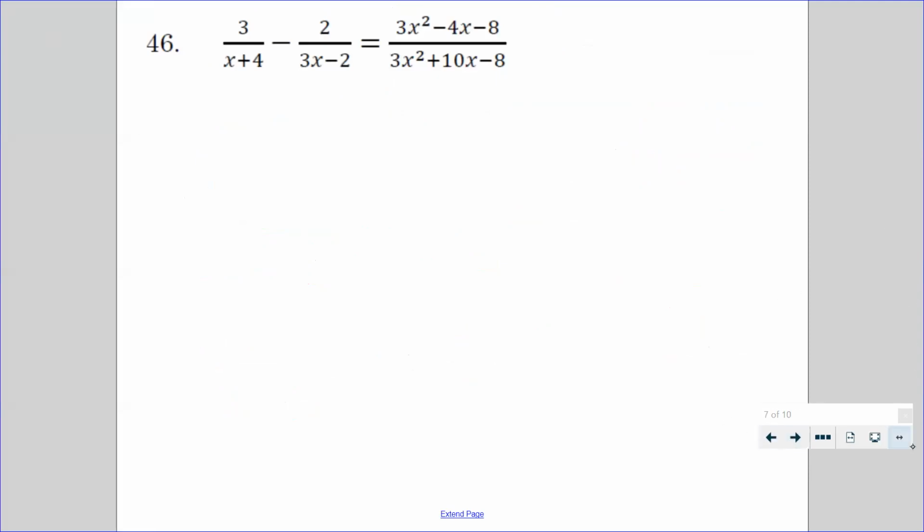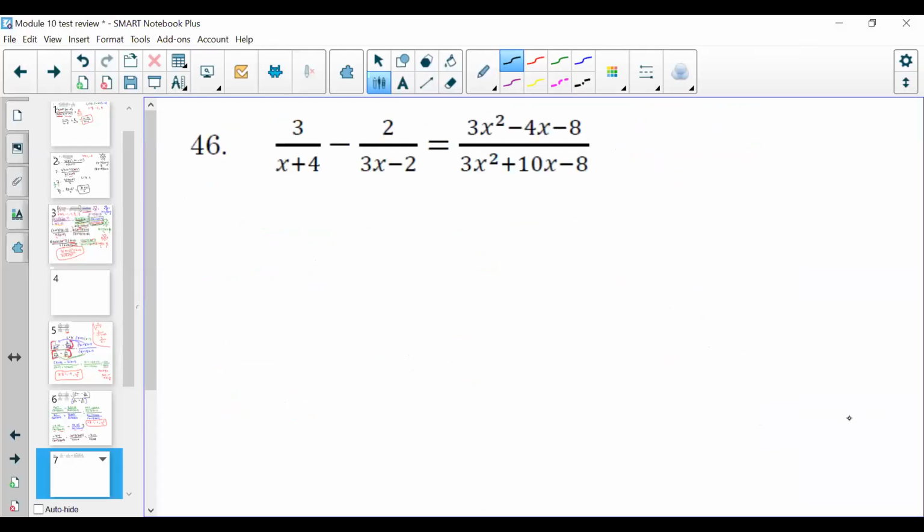Now we're on some of the newer stuff that we haven't done before. So now we're on solving rational expressions.